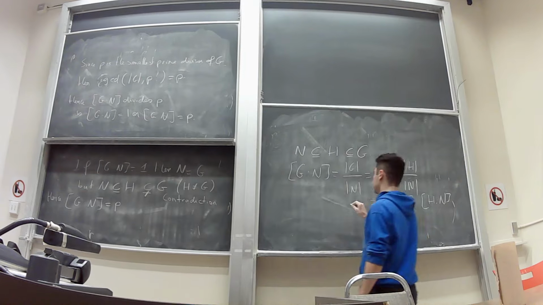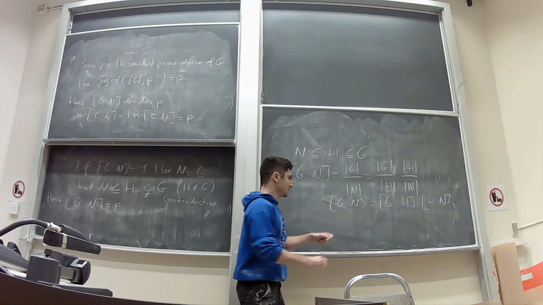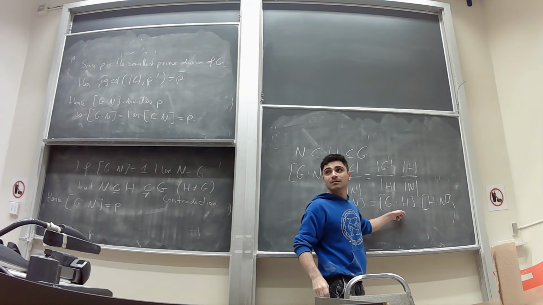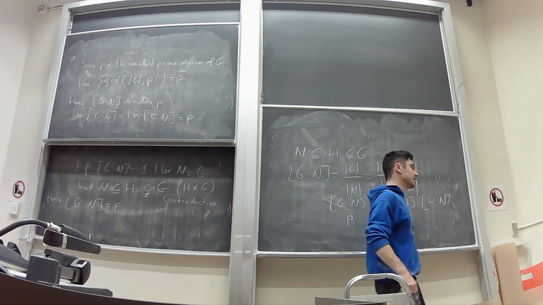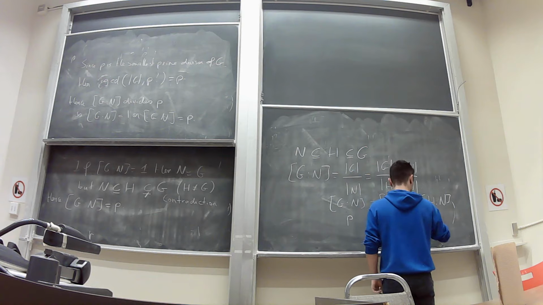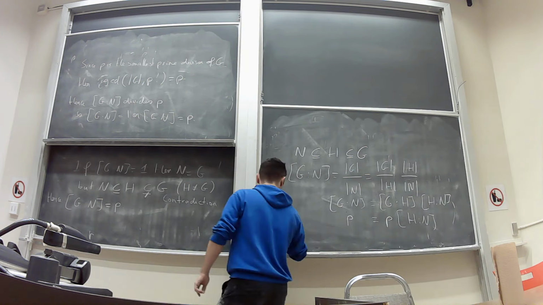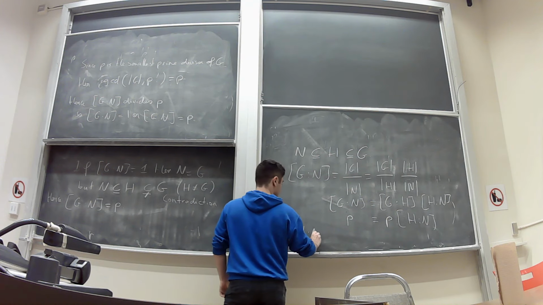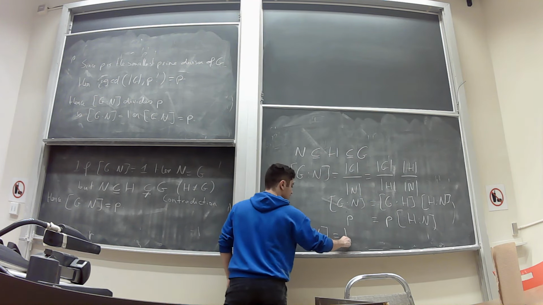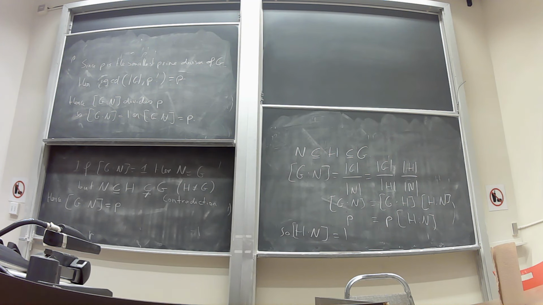Now, what is the index of N in G? P. What is the index of H in G? By assumption, H has index P. So what is the index of N in H? 1. So the index of N in H is 1. What does it mean? N is a subgroup of H, and the index of N in H is 1. They're the same. N is equal to H.